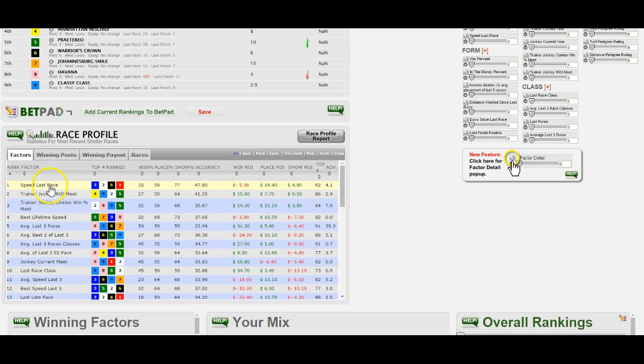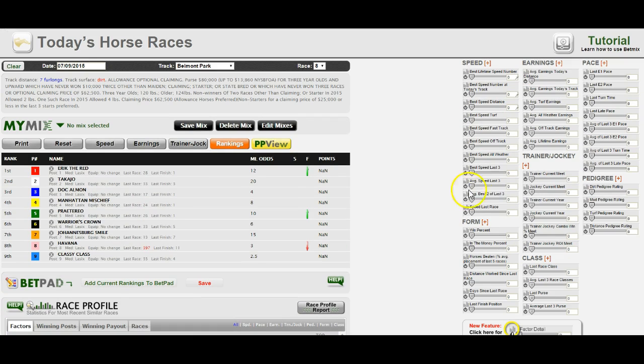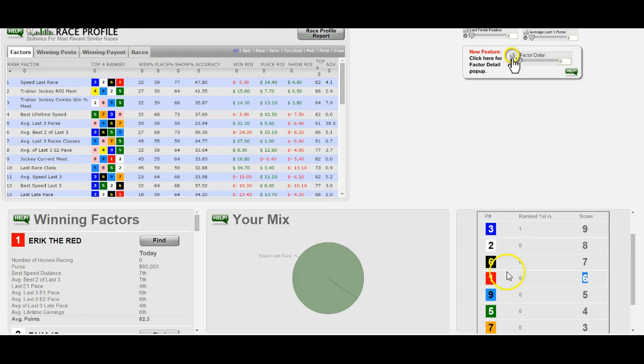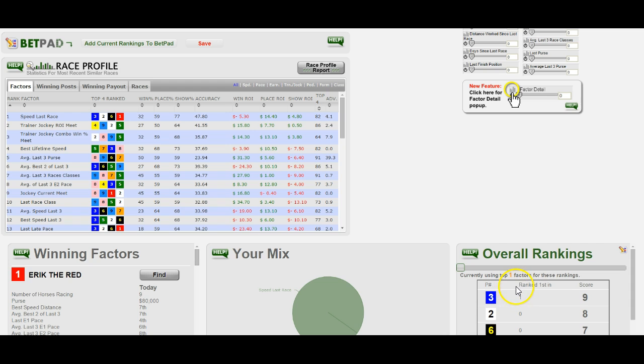Another way to look at the same exact thing is speed last race. We'll turn that factor on over here. Speed last race. And you're going to get these same rankings, 3, 2, 6, 1, 9, 5, 7, 4, 8. Same thing over here, 3, 2, 6, 1, 9, 5, 7, 4, 8.